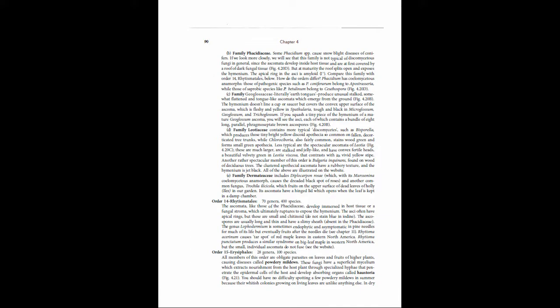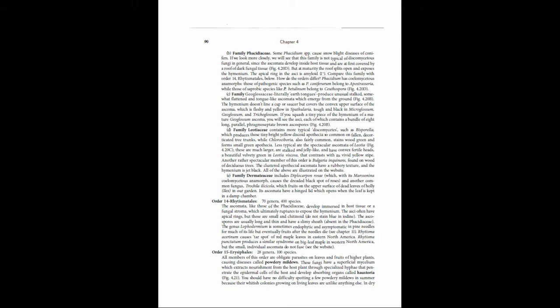If we look more closely, we will see that this family is not typical of Ascomycota fungi in general, since the ascomata develop inside host tissue and are at first covered by a roof of dark fungal tissue, Fig 4.20d. But at maturity the roof splits open and exposes the hymenium. The apical ring in the asci is amyloid, I+. Compare this family with order 14, Rhytismatales, below. How do the orders differ?